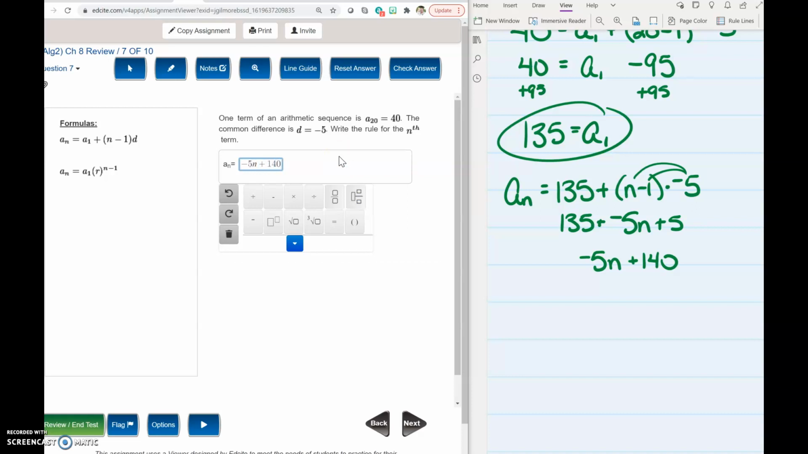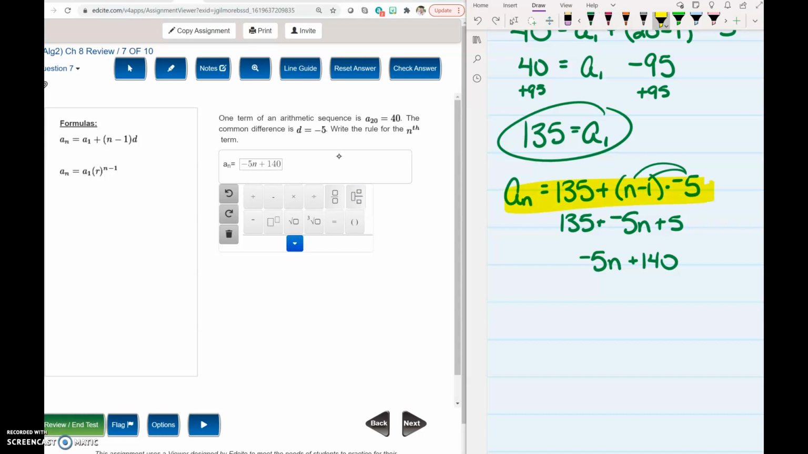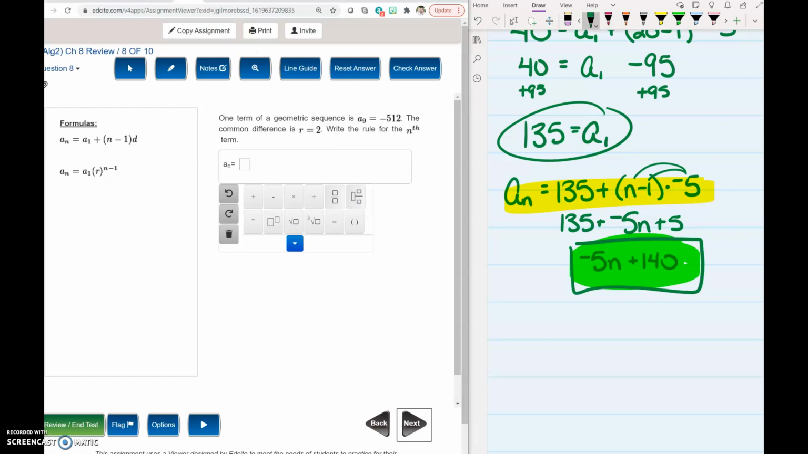If you try to type in this version, that's not what I wanted to do, computer. If you try to type in this version, it will count it as wrong. You definitely need this version as your final answer. So make sure that you are distributing and simplifying to get that final answer.